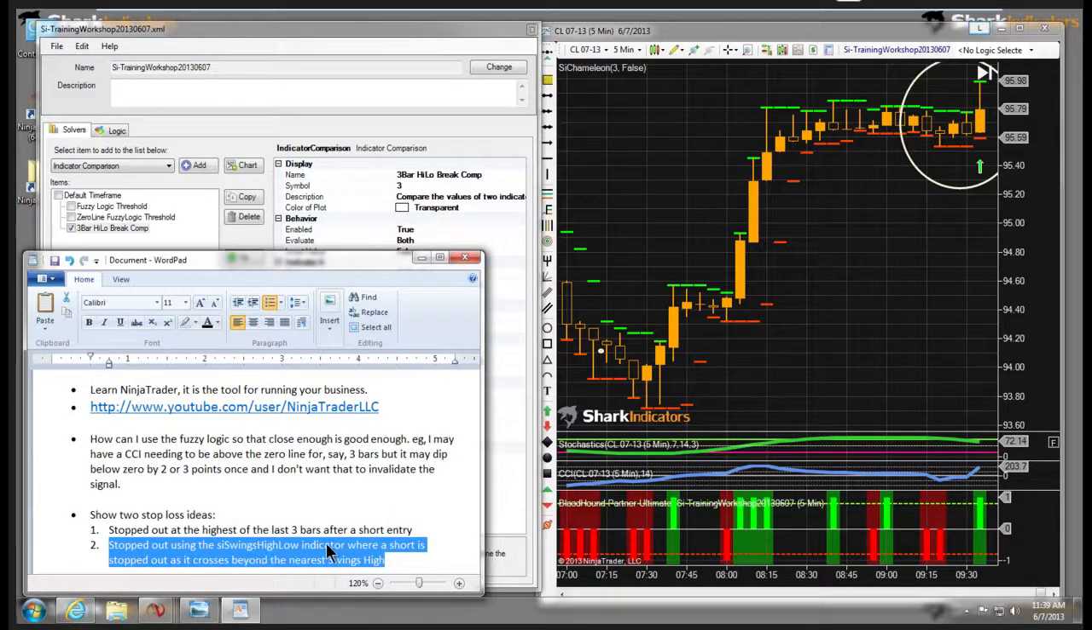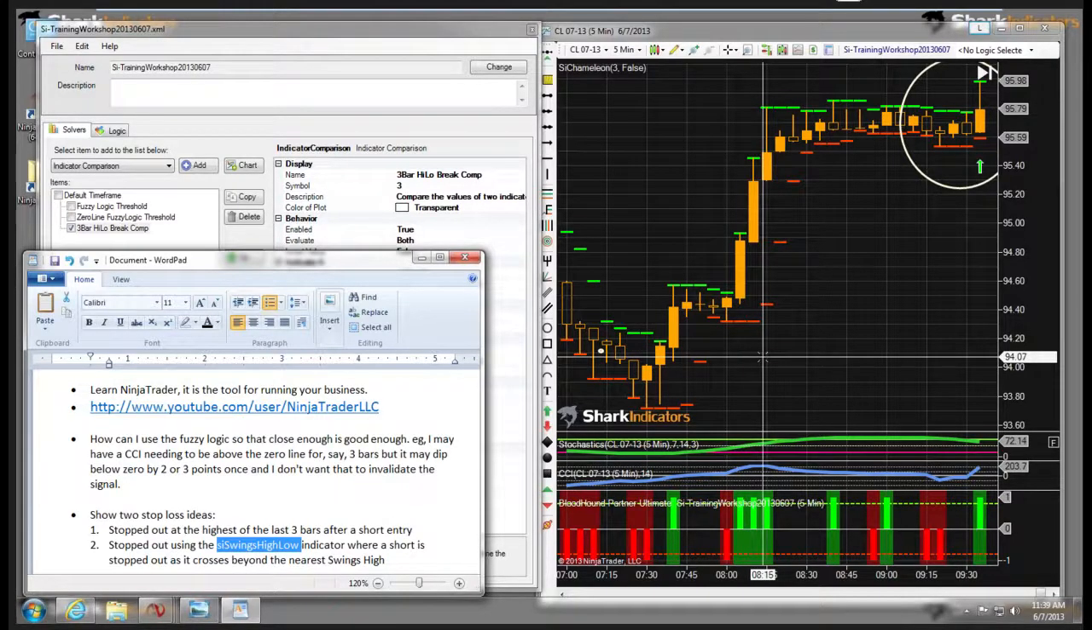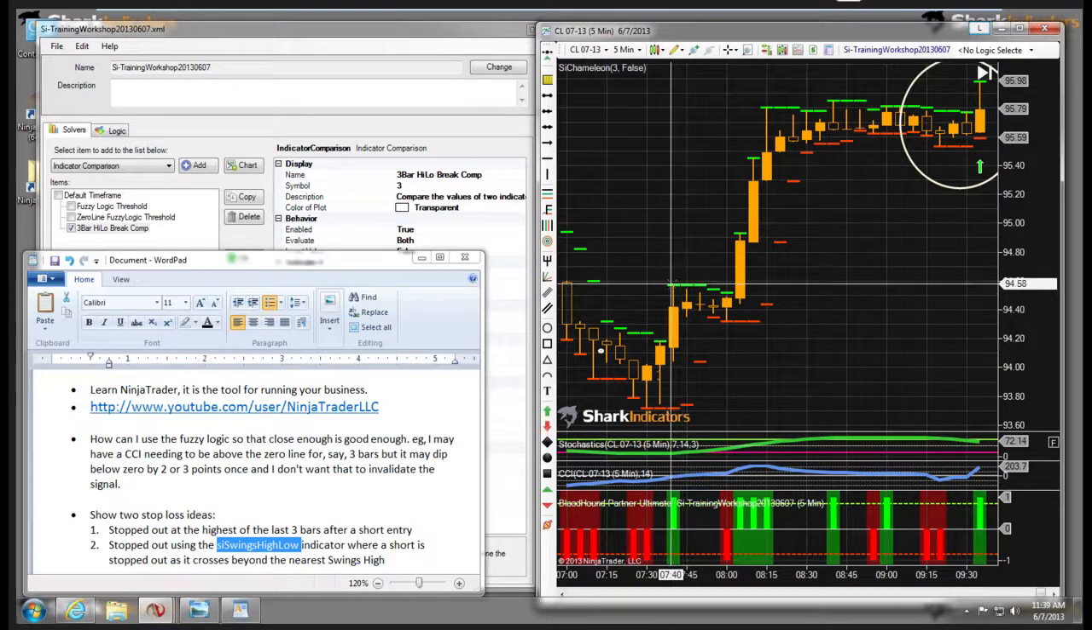Alright, stopped out using the SI swing high-low indicator, where a short is stopped out as it crosses beyond the nearest swing high. So it's the same thing as the first question, except we're just using a different indicator, so it'll give us slightly different results, since we're going to be using an indicator to track the high and low points.